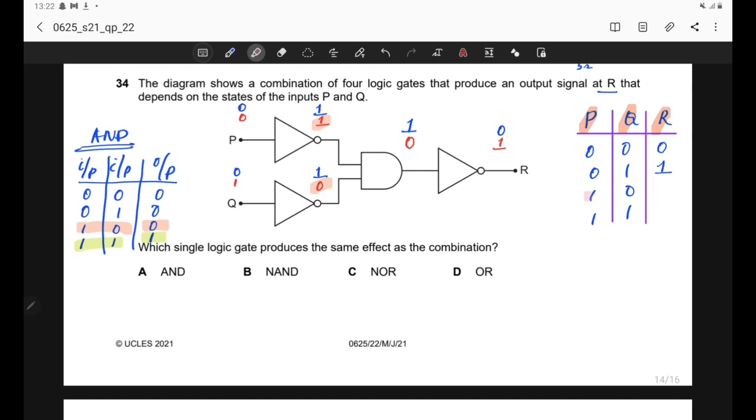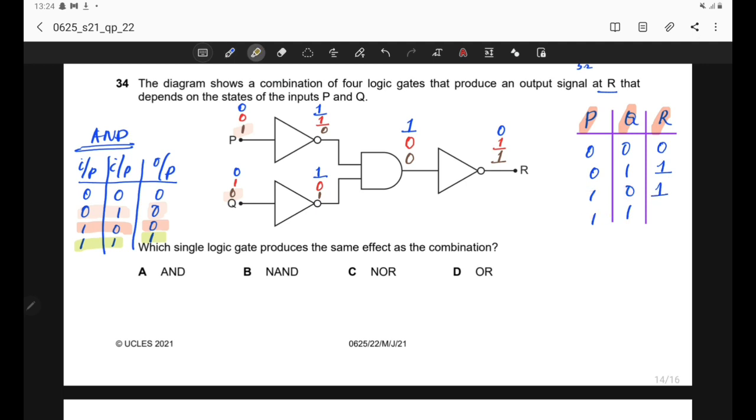Now we can check the third input combination, that is 1, 0. So the input at P should be 1 and at Q should be 0. The output at the NOT gates will be 0, 1, just opposite. Now for the AND gate, when the inputs are 0, 1, we can see the output is 0 again. So we will get a 0 output and the NOT of this will be 1. Therefore, for the third combination, the output will again be 1.